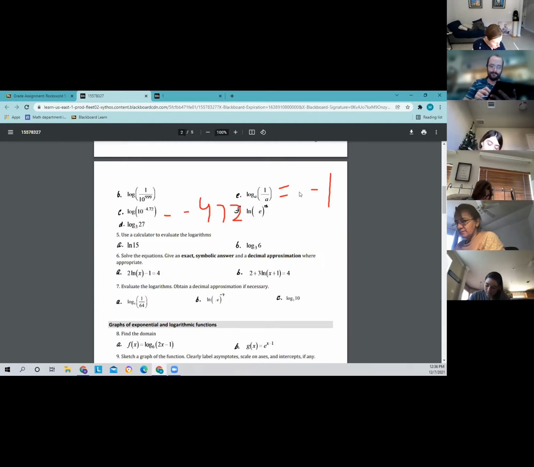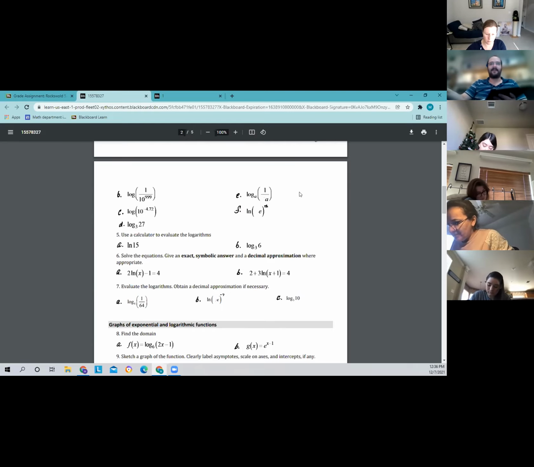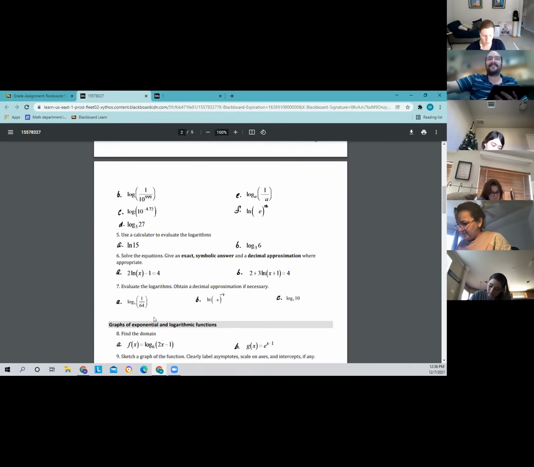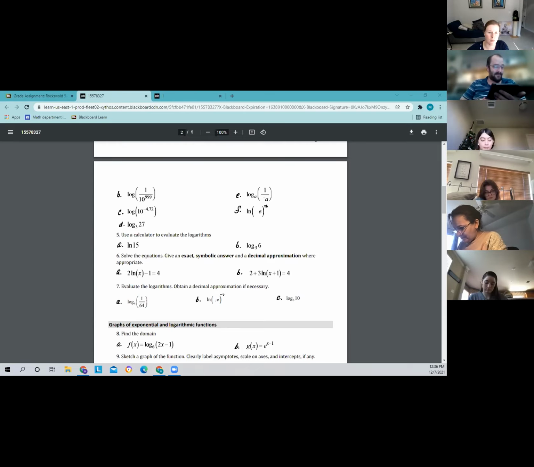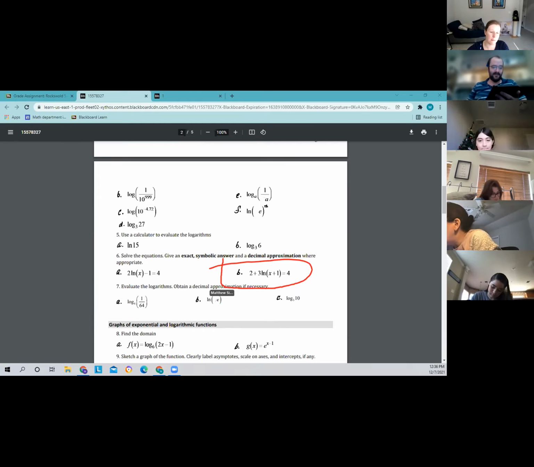All right, where are we at in time? All right, 6b. Use a calculator. I don't want to waste time on that. They've got the solutions in the back. If you're having problems getting those numbers, let me know and we can work through them. But 6b, I want to do this. Solve the equation, give an exact symbolic or decimal approximation.